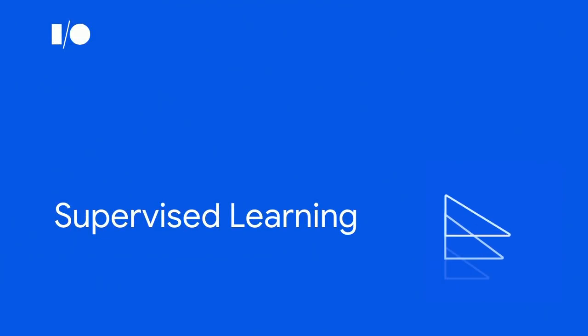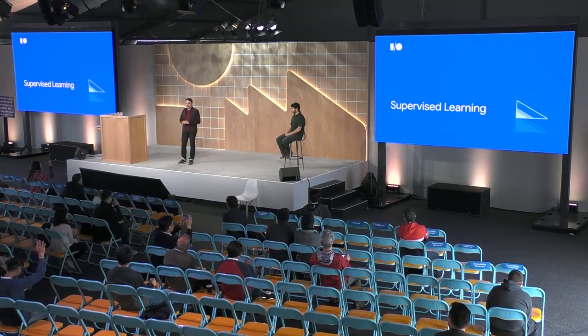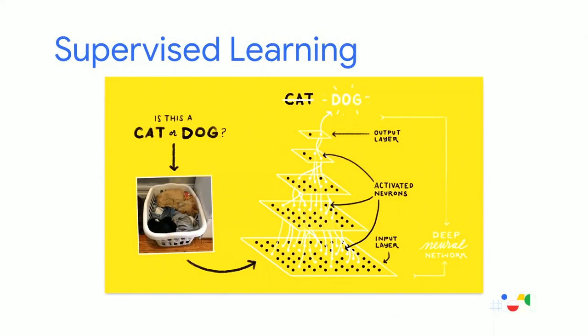So how many of you know what supervised learning is? OK, that's pretty good. For those of you who don't know, let's go through a very simple example. We're going to have some inputs, in this case, an image. And we're going to pass it through our model. And we're going to predict some output. In this case, it's going to be a cat or a dog. And then we're going to tell you what the right answer is.